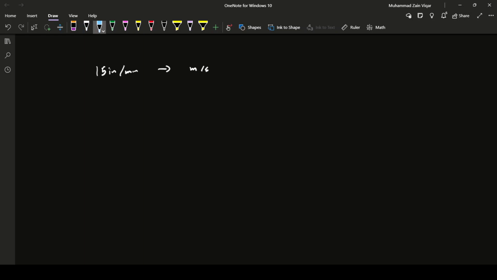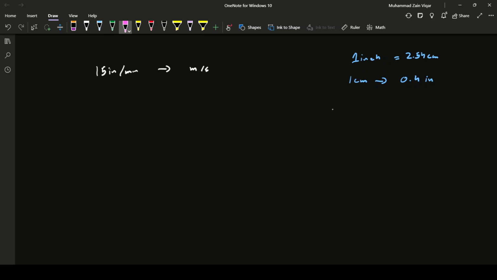So I write the conversions, that 1 inch is equal to 2.54 centimeters, and from that I get 1 centimeter equals approximately 0.4 inches. The number is 0.396 something, but I approximated to 0.4. So now, in the question I need to convert inches to meters.